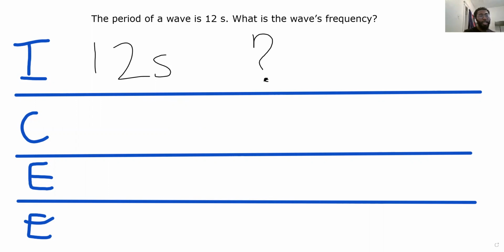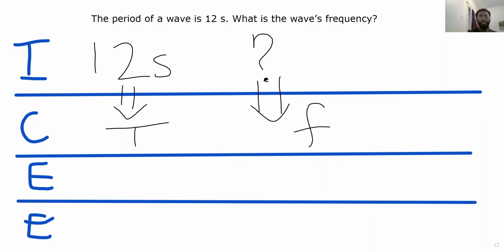Now let's categorize them, which means write the symbol that represents that measurement. The problem tells us that 12 seconds is the period, so we can put a capital T, which we use to represent period. We also know we're looking for a question, and that question is, what is the wave's frequency? So we can put F for frequency. Pretty straightforward.